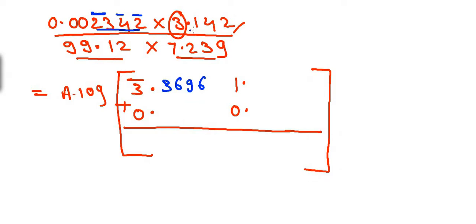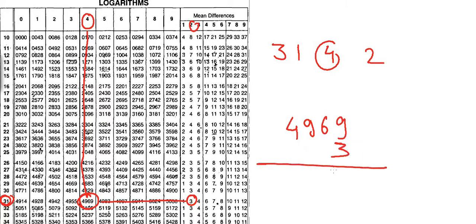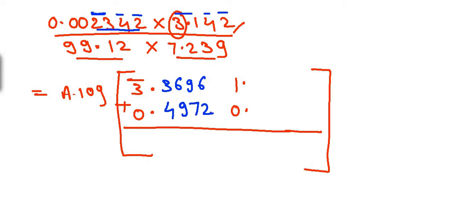Now let us find the mantissa for 3.142. So the group is 3142. Locate 31 in the first column. So here is 31. Then 4 in the first row. So here it is 4. Take their intersection. So this intersection is 4969. So mean difference for 2 is 3. Add 3 to it. 9 plus 3, 12. Carry forward 1. 6 plus 1, 7. So it is 4972.